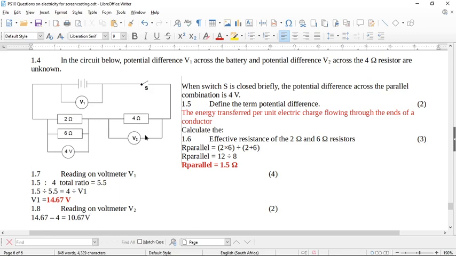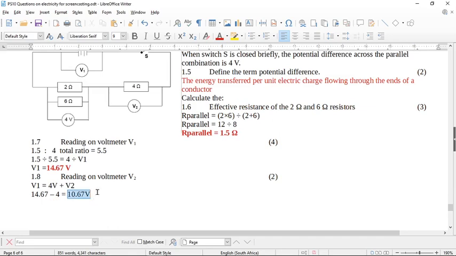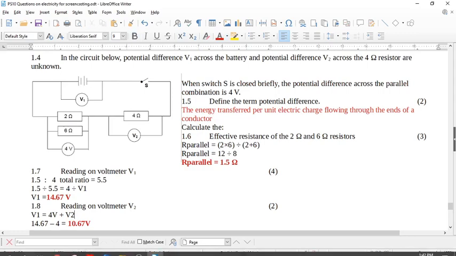What we should actually do here is describe what we're doing. So V total, or we can call it V1, because look, it's V1 in the question. V1 equals 4 volts plus V2. So what we're saying is the total potential is equal to the potential over the parallel plus the potential over the series. And then you just do the sum, and there we have our 2 marks for that part of the sum. And this question is complete.